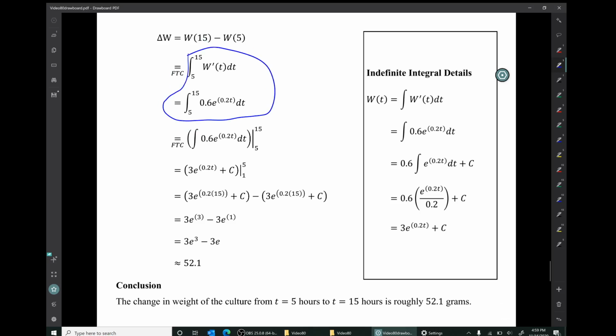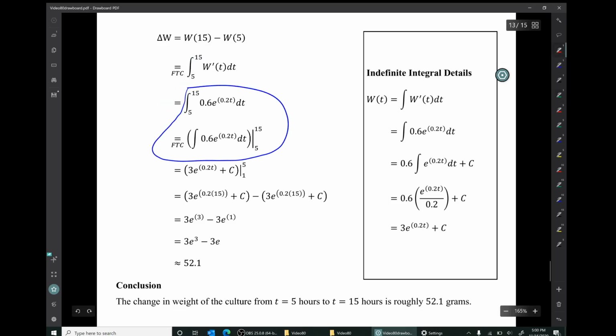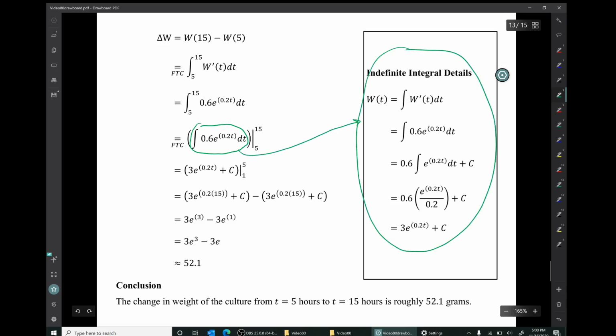And then we use the fundamental theorem of calculus again to relate this definite integral to this expression involving an indefinite integral. And then we do the indefinite integral details off to the side. That is, this indefinite integral we break off and do out here in this indefinite integral details box, and we substitute the results back into those parentheses.